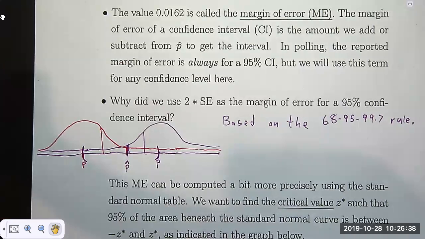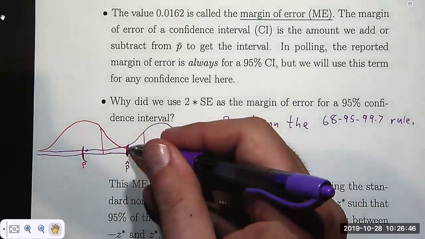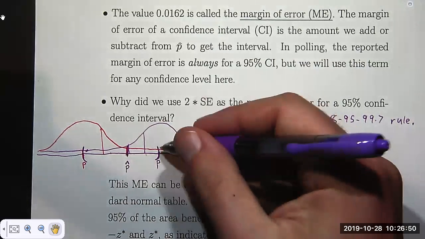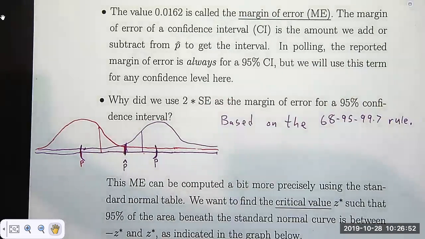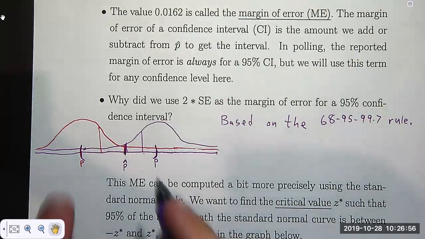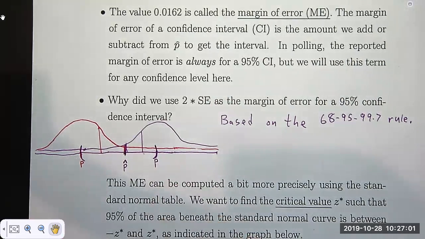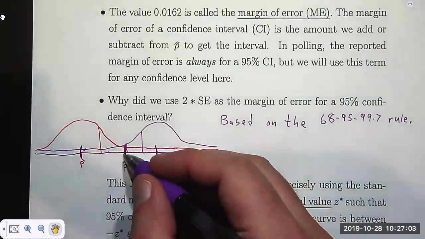Let me go over that question. They're right on top of it, because these are the furthest away that we could capture p. So they're right on top of p hat right here.